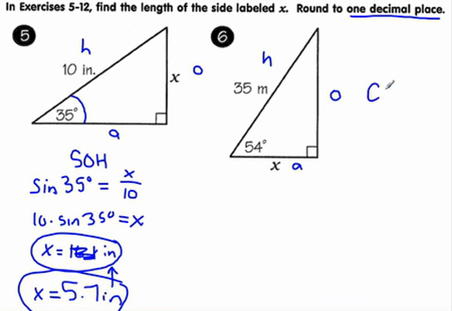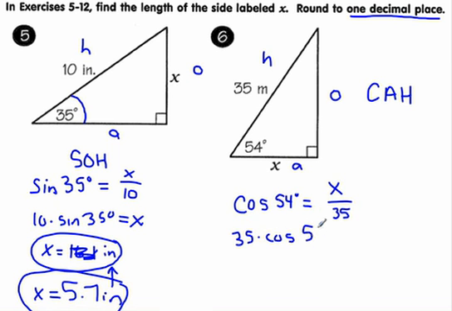So if you remember, one of our trig pieces that we should remember is SOHCAHTOA, and CAH stands for the cosine is equal to the adjacent over the hypotenuse. So we'll say cosine of 54 degrees is going to equal, let's see, my adjacent side is going to be x over 35. Once I have this set up, I'll again just multiply by my denominator. That means that I'll have 35 times the cosine of 54 degrees is going to equal x.